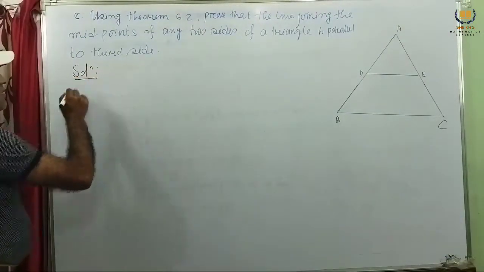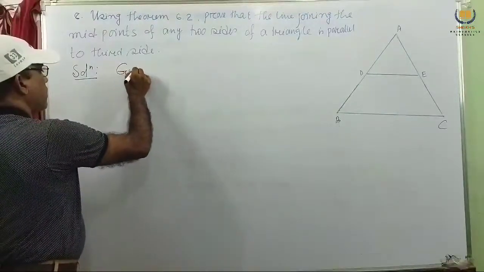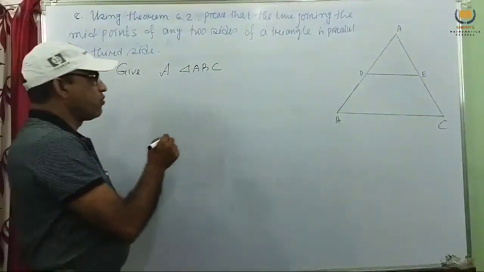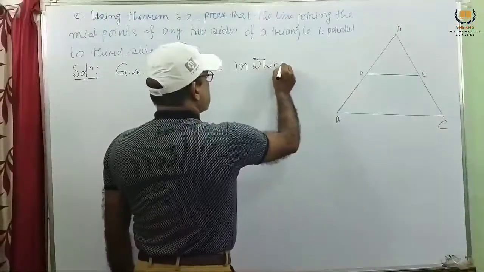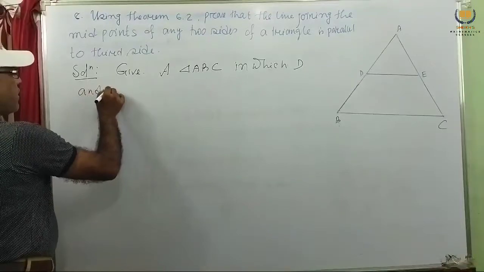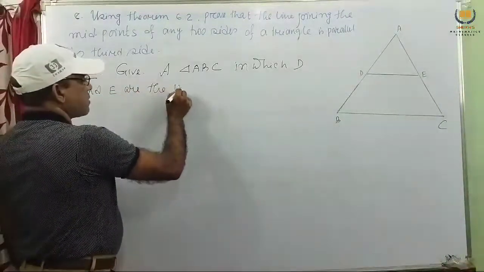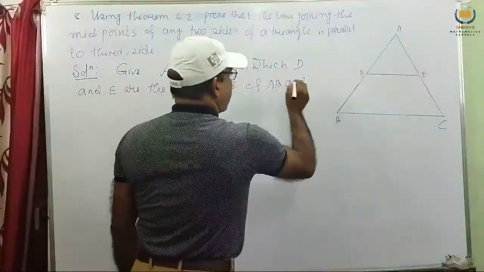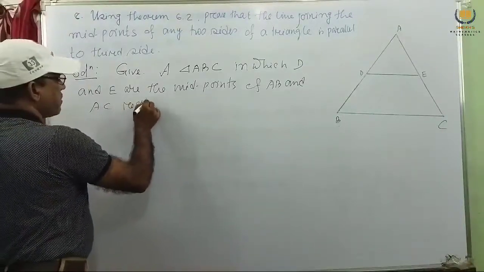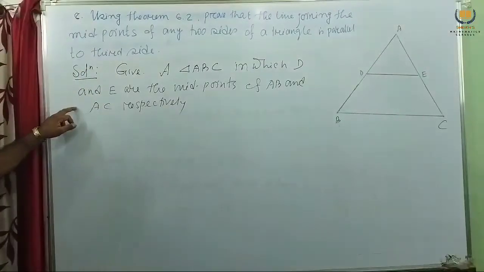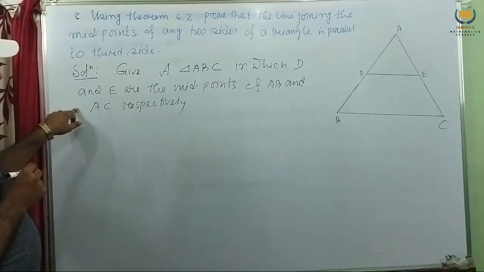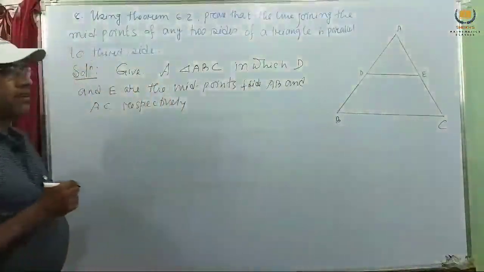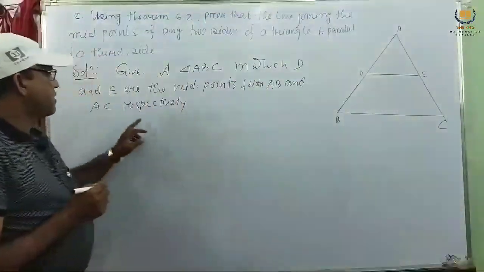So the solution starts. Given a triangle ABC in which D and E are the midpoints of sides AB and AC respectively.